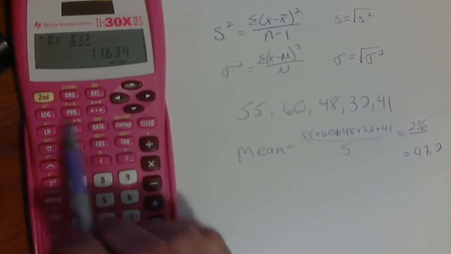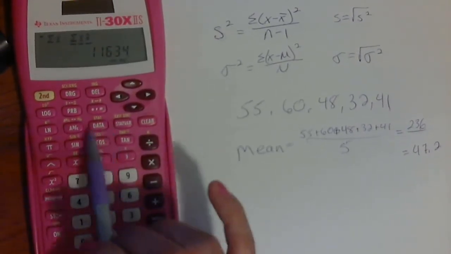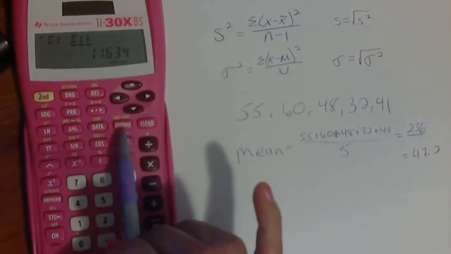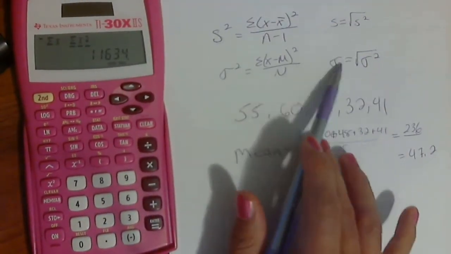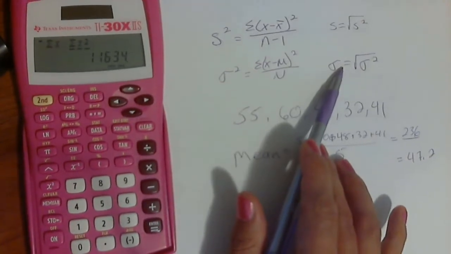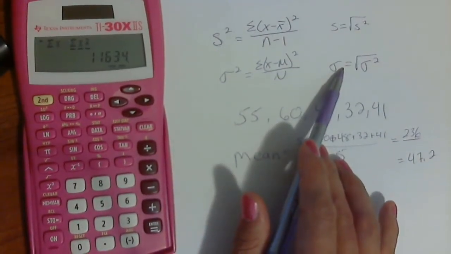So that is using the statistics key, the data, and the stat variable key to find your mean and your sample or population standard deviation to double check yourself on your calculations.